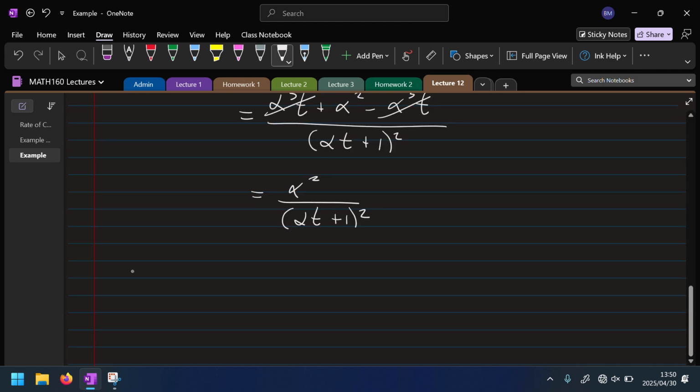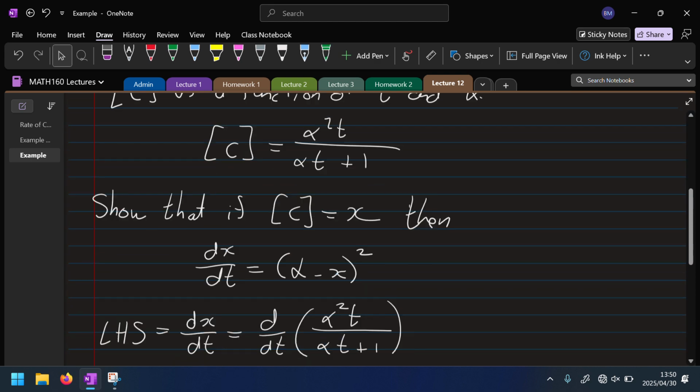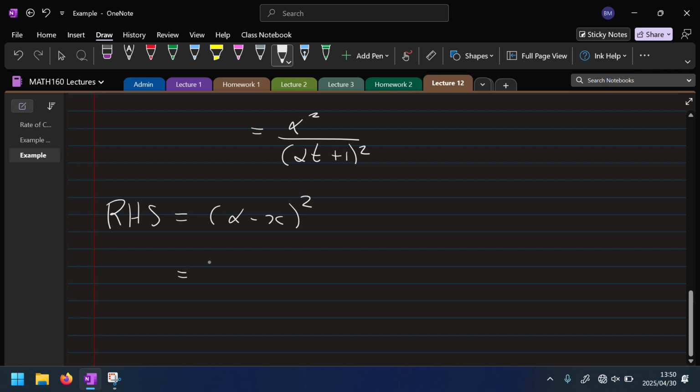Let's look at the right-hand side and see if they match up. The right-hand side was given by alpha minus x, all squared. So let's substitute x. We know what that is. This is going to be alpha minus the x, or the concentration. So that was alpha squared t over alpha t plus 1.